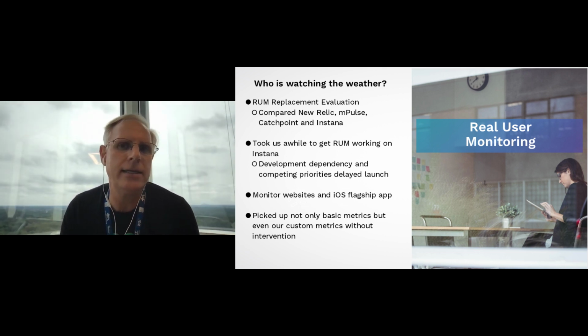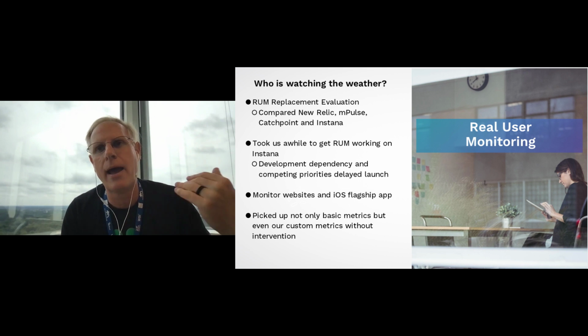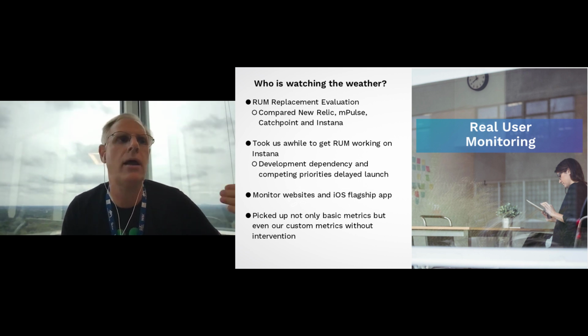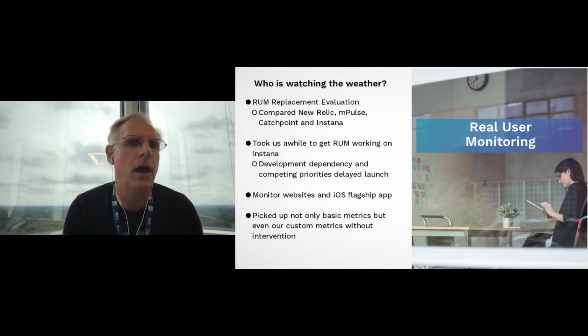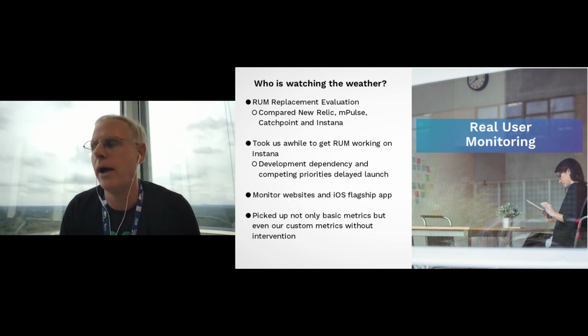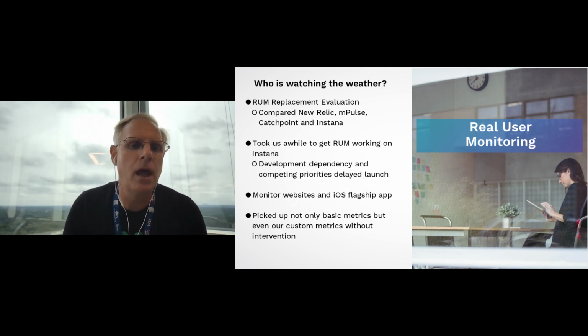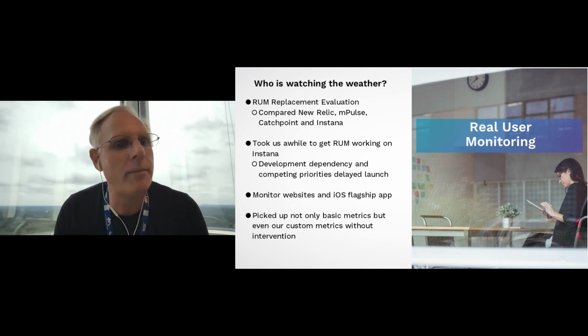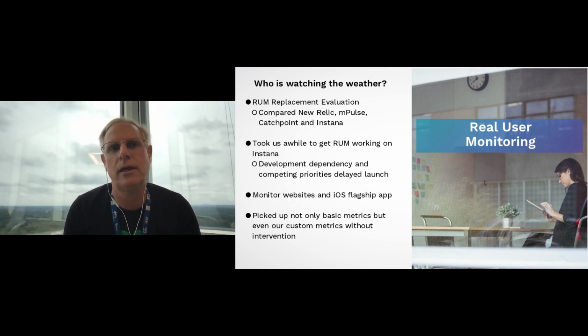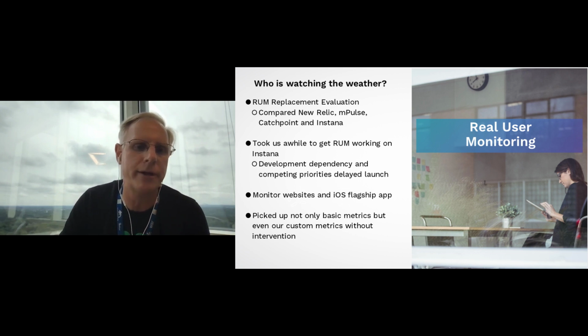It is a decent solution, especially if you're looking for your basic stuff and you want to know, hey, how's my app? Where are the people that are hitting it? What kind of performance do they have from it? Am I seeing any drastic increase in load times or contentful paint and things like that we're looking for? It took us a while to get RUM up, but not because of an Instana limitation. This had more to do with the development dependencies and just competing priorities that we had.